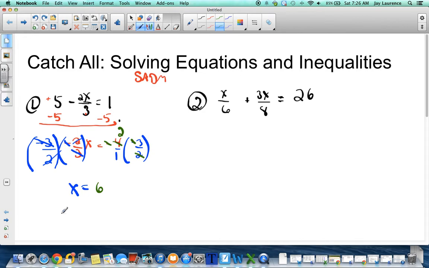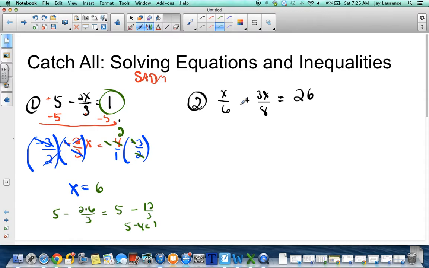Now, of course, we should check our answer. We're going to get 5 minus 2 times 6 over 3. Well, let's see. That's the same as 5 minus 12 over 3, which is 5 minus 4, and that equals 1. And look up here. The equation equals 1. Okay, problem number 2.